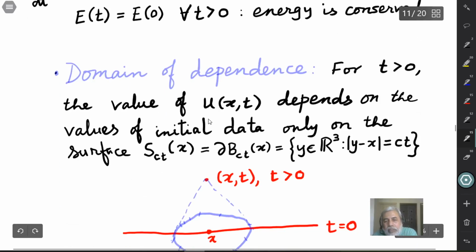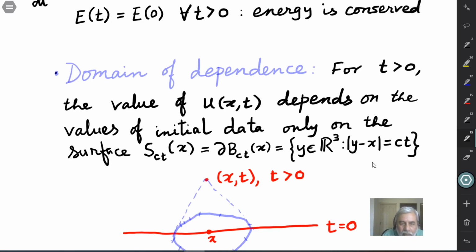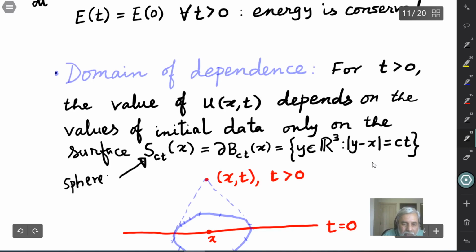So the value of the solution u at (x,t) depends on the values of the initial data only on the surface S(x, ct). These notations we have already introduced even in the first part, so just recall that. This is the sphere centered at x and radius ct, which also is denoted by the boundary of this ball centered at x and radius ct, and that is the explicit definition of the sphere. So this is the sphere, center x and radius ct.